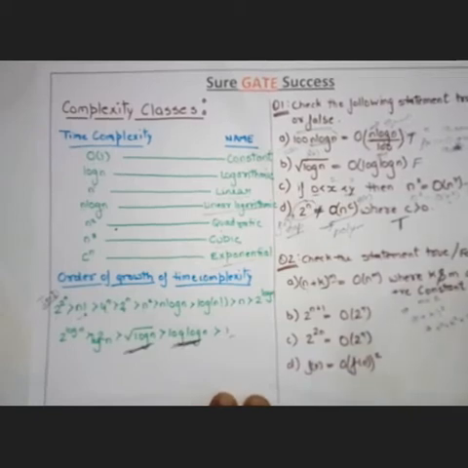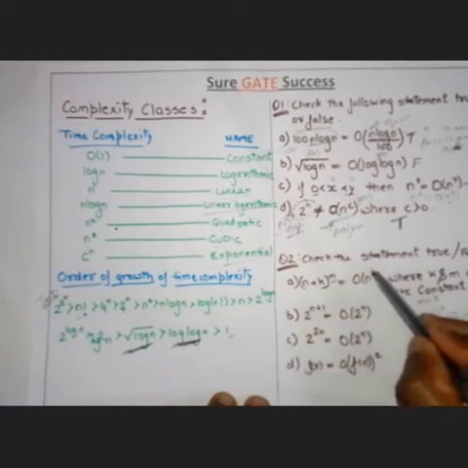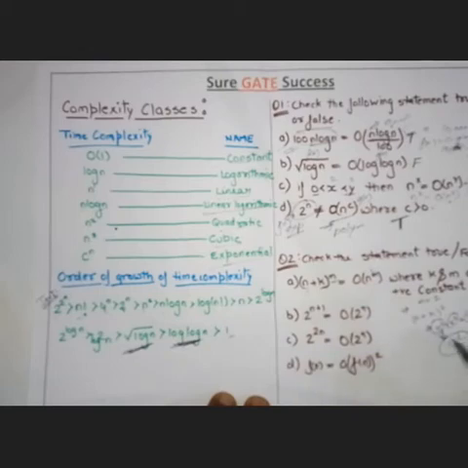plus 2nk, whatever it will be. So in this, n square will be greater. We have to take whichever is greater. So n square will be greater. So m is 2, it will be n square. n square, n square. This condition is satisfied, therefore it will be true.